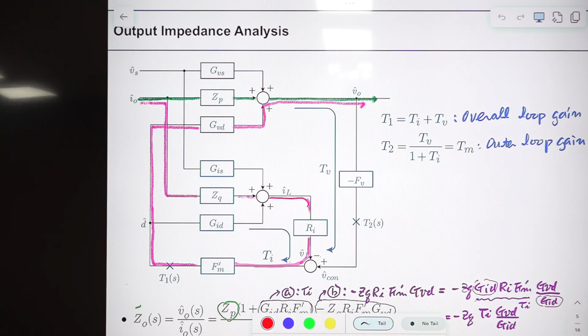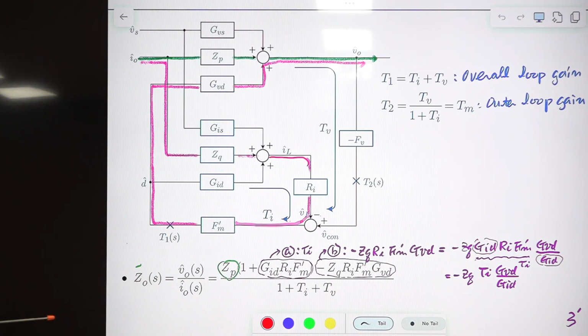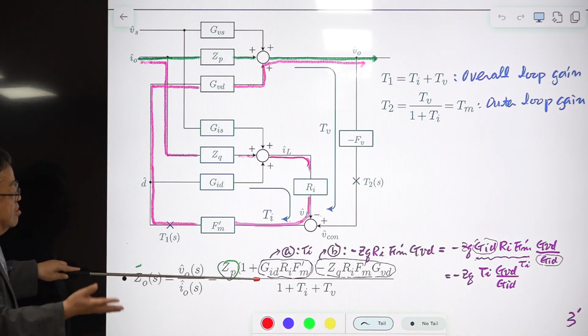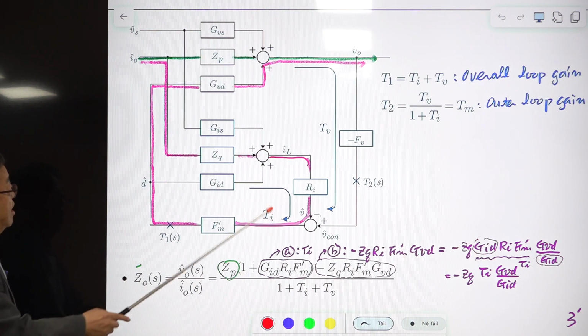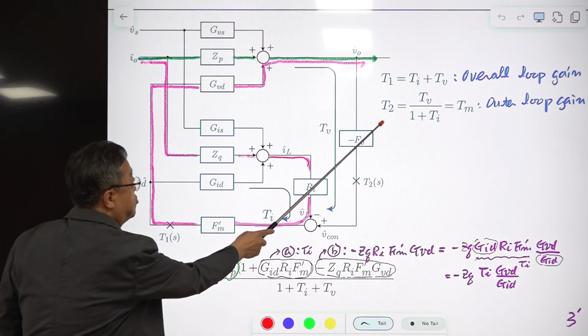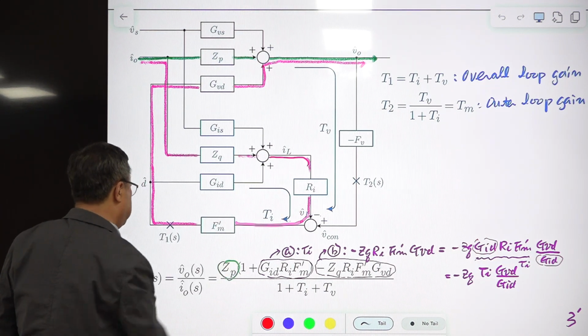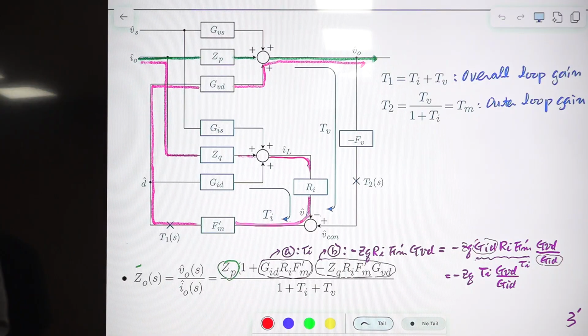Output impedance analysis. So this is the output impedance characteristics. We use Mason's gain rule. We covered this in the previous part of this lecture. And here we have the T1, T2 definitions or expressions, and we went through this and found that this output impedance is rearranged in this form.